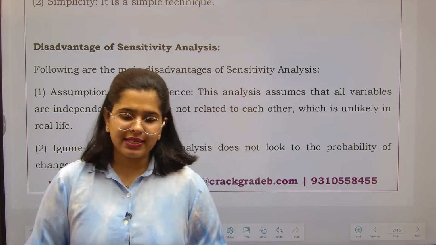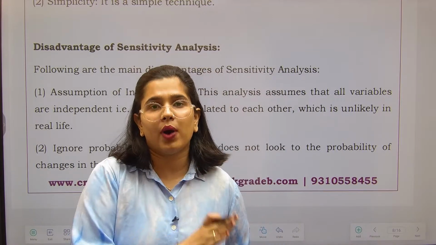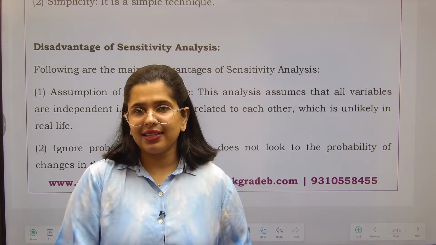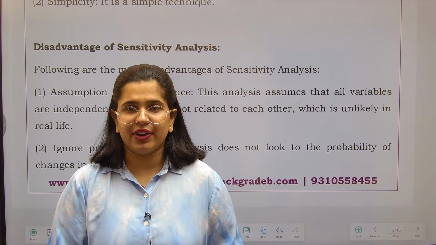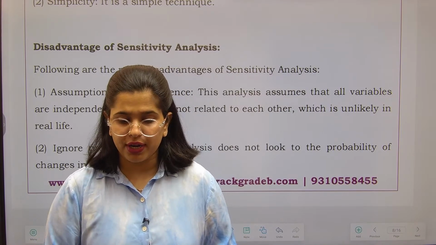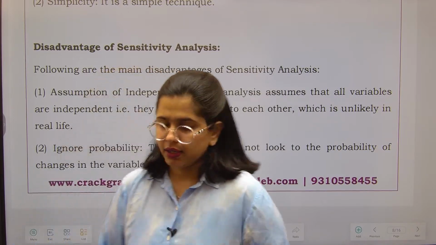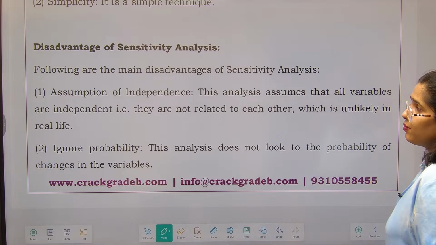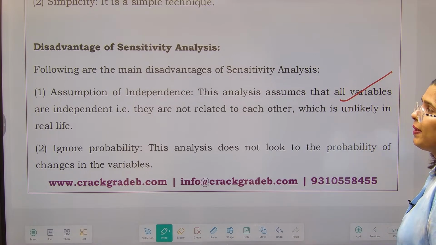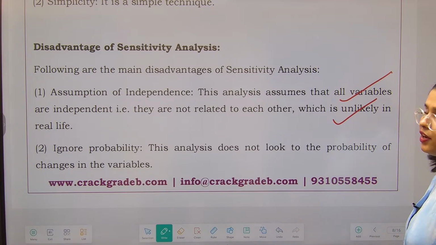So this particular sensitivity analysis says that you have to calculate one variable one by one. आपको हर एक वेरिएबल का इम्पैक्ट देखना है, but that is not something which happens in real life, right? In real life, if anything is coming up to you, it is going to strike you all together, and that is why the results become more negative. So assumption of independence, that this analysis assumes that all variables are going to be independent, that is, not related to each other, which is unlikely in real life.